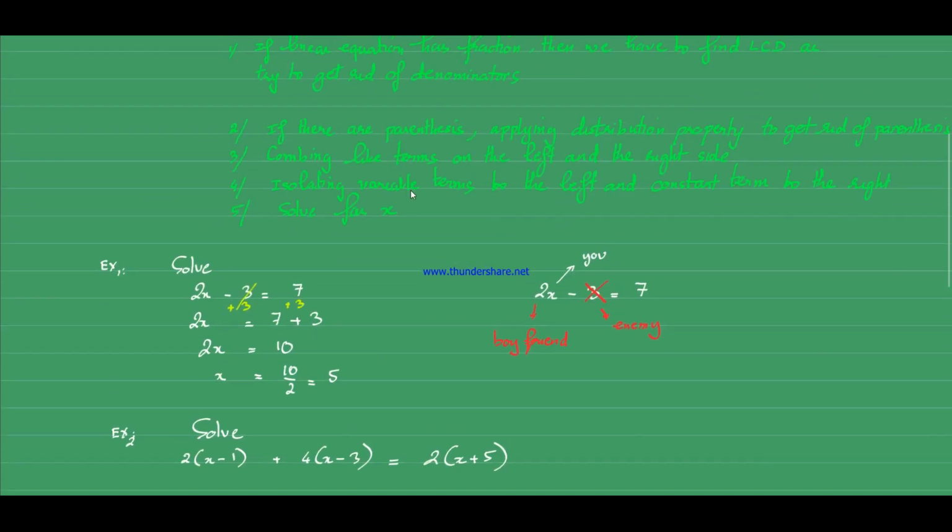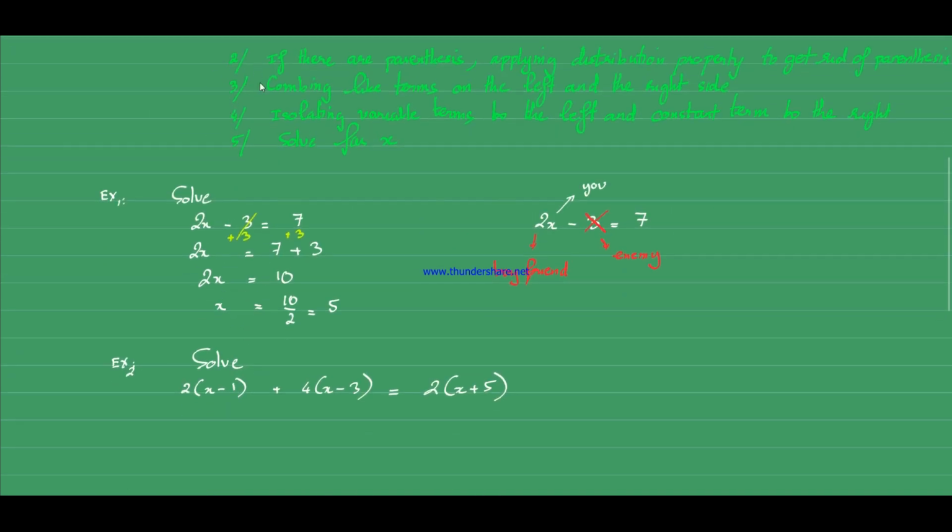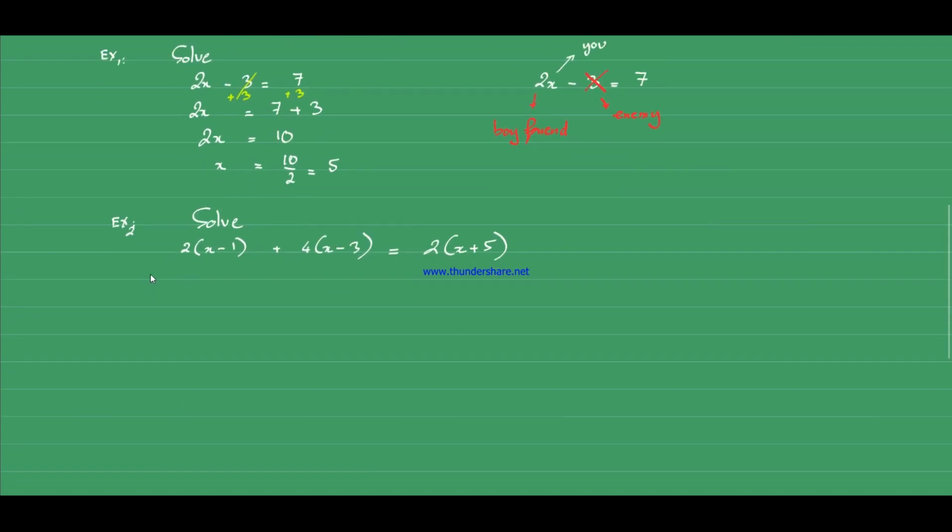And now you see that this one we don't have any fraction, so we're going to ignore the first step. Now we're going to do the second step. We get rid of the parentheses by applying the distribution property.